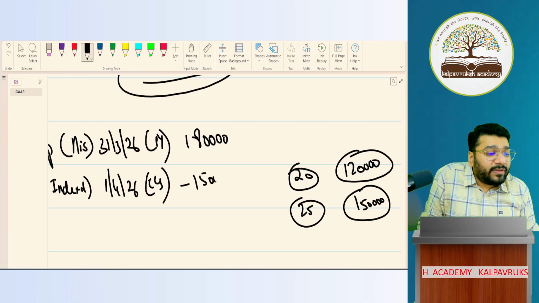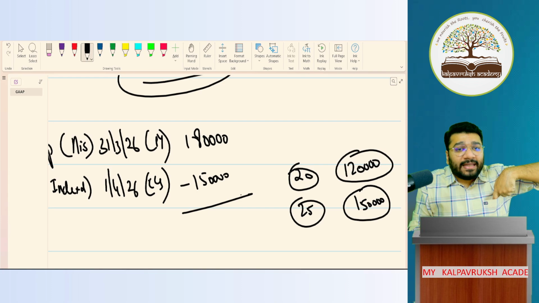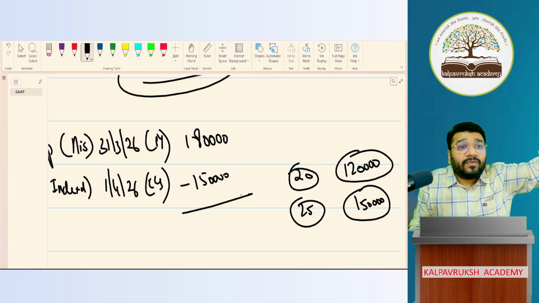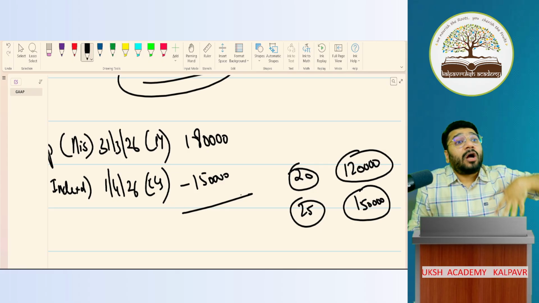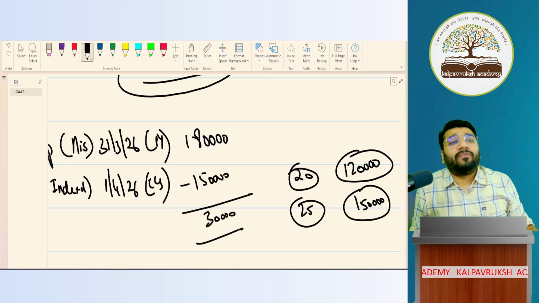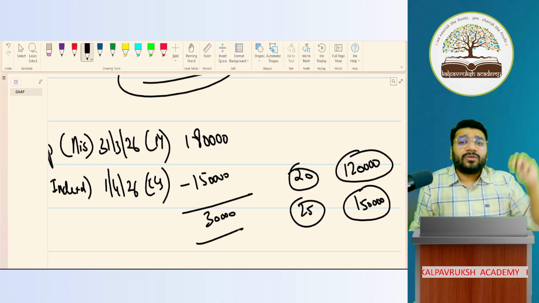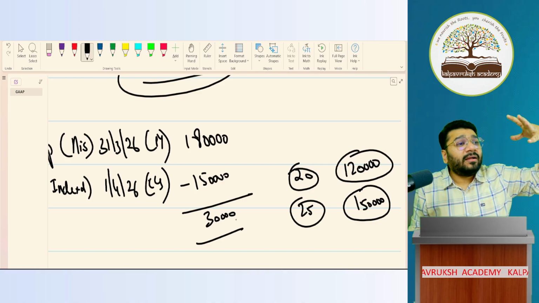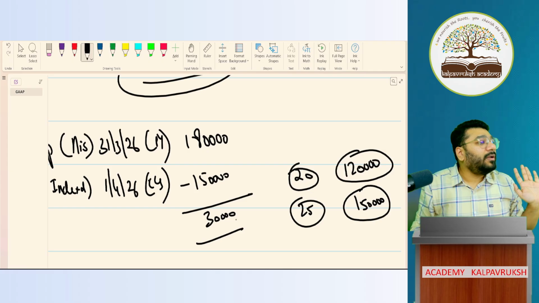1,50,000 I need in the start of the next year. How much is there in your pocket right now? 180. How much you need next year? 150. So, how much extra you have? 30,000. This is called retained profit, the actual profit you earned. The remaining 30,000 which you have earned is only compensating the inflation. Got it, not got it?